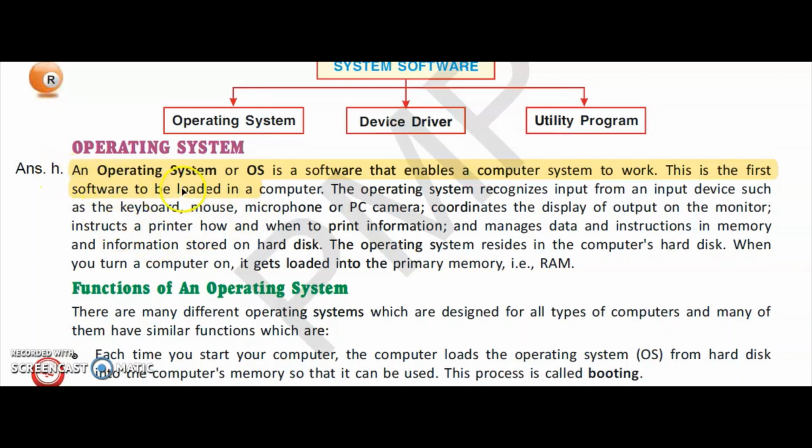An operating system or OS is a software that enables a computer system to work. This is the first software to be loaded in a computer. This is the answer of the H part of the question number 4.